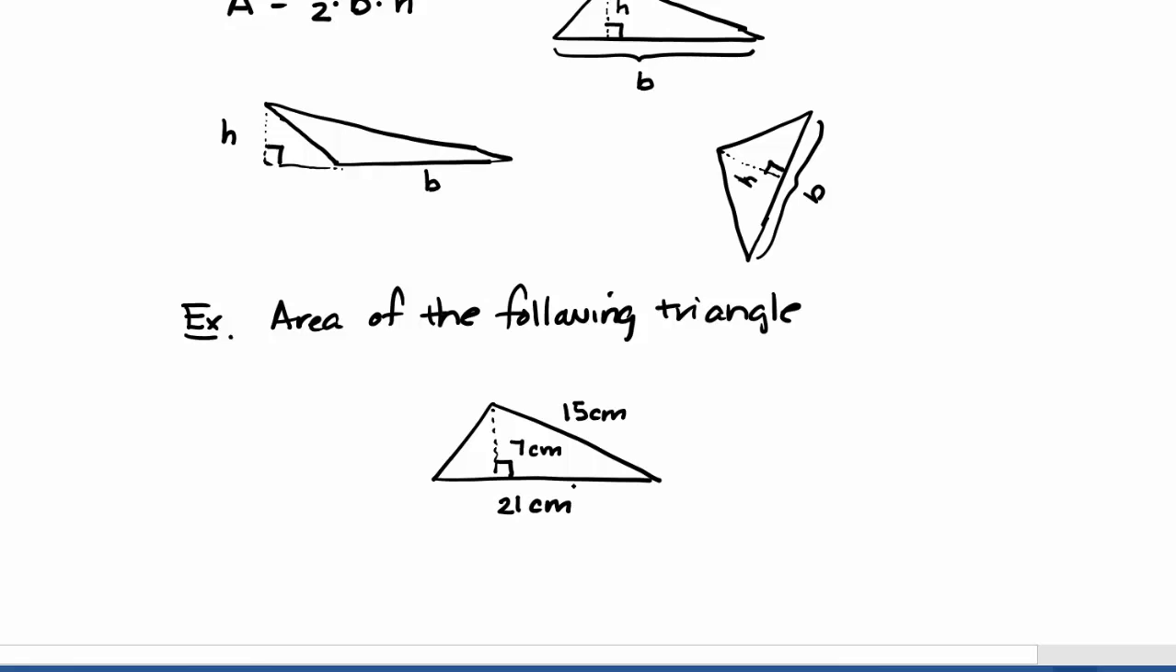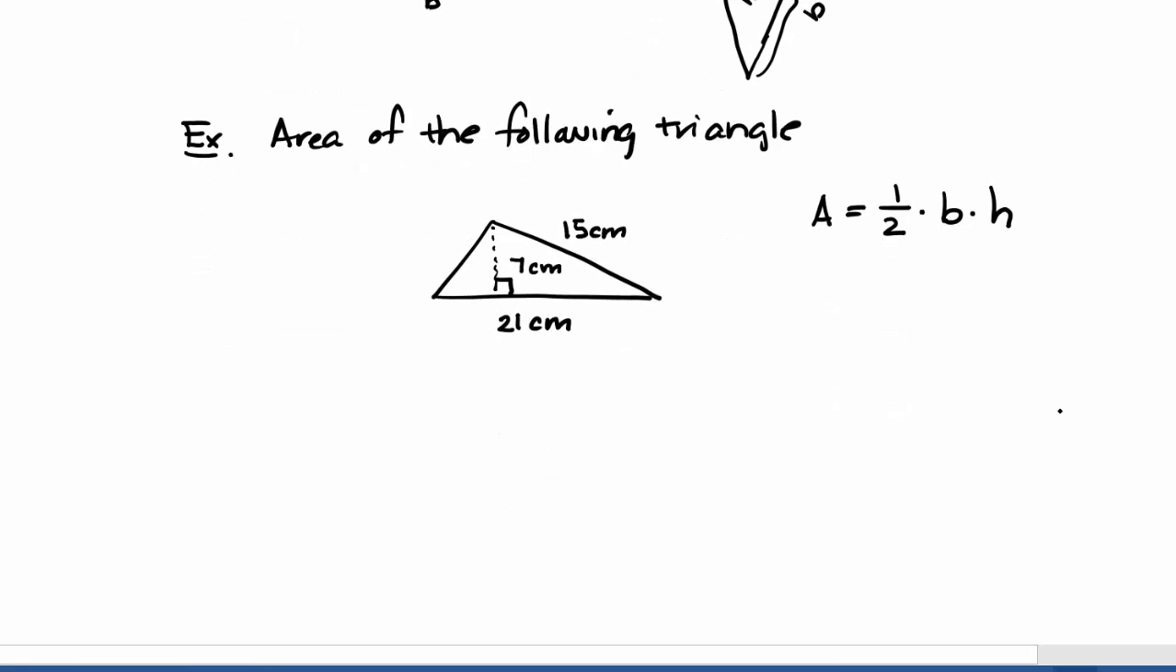Okay, so when your triangle is given like this, it's important to identify what parts we know, right? So we know, remember, our area for a triangle is 1/2 base times height. And I encourage you that while you're doing these problems, write that formula for yourself over and over again, so when you see it on a test, you don't even have to think twice about it. You'll remember the area of a triangle is 1/2 base times height. Okay, now let's figure out what we know. Well, what's our base? Our base is 21 centimeters, and our height is 7 centimeters.